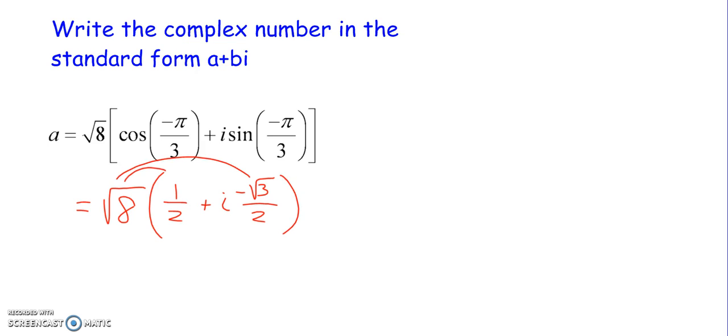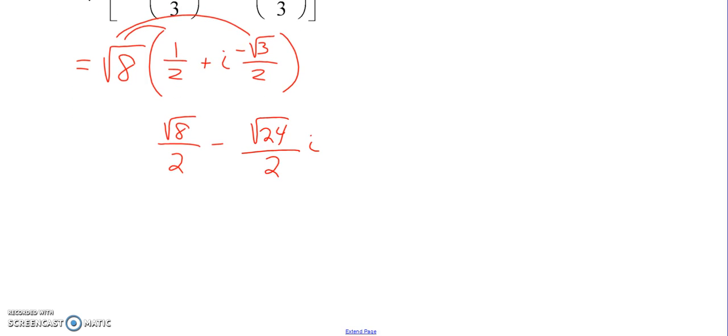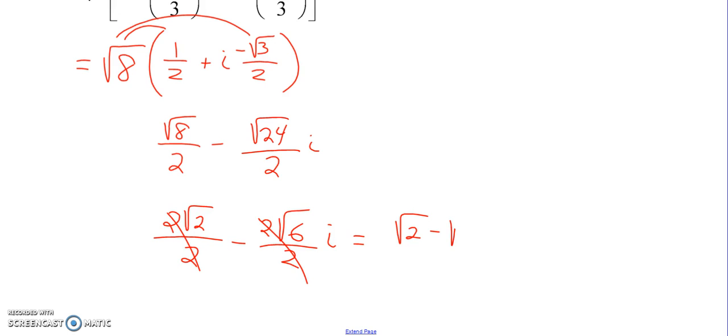a little bit of a distributive property, and you would get radical 8 over 2. I'm going to write down minus, only because that's getting rid of this negative sign here, and you could call that the square root of 24 over 2, and then you don't forget the i. The last part is you need to simplify your radicals, so I would call that 2 radical 2 over 2, because simplifying radical 8, minus that would be 2 radical 6 over 2. And this really is just radical 2 minus radical 6 i.